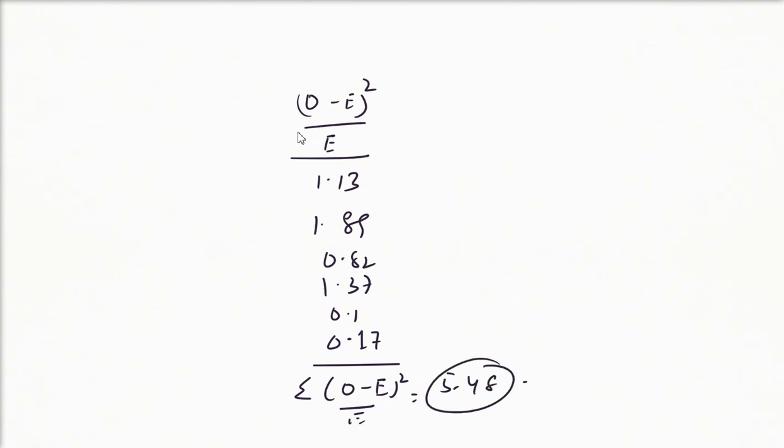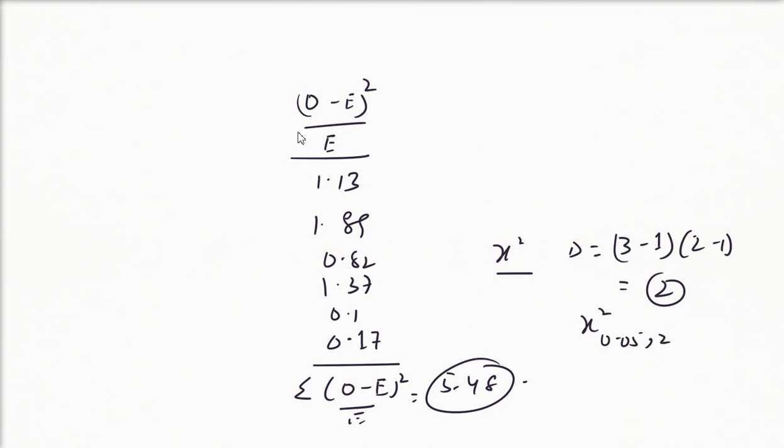Now after getting this value, what do we have to do? We have to compare it with the chi-square value. The degrees of freedom is the number of columns minus 1 multiplied by the number of rows minus 1. So this is equivalent to 2, and the chi-square critical value with a degree of freedom of 2 at 0.05 is 5.99.